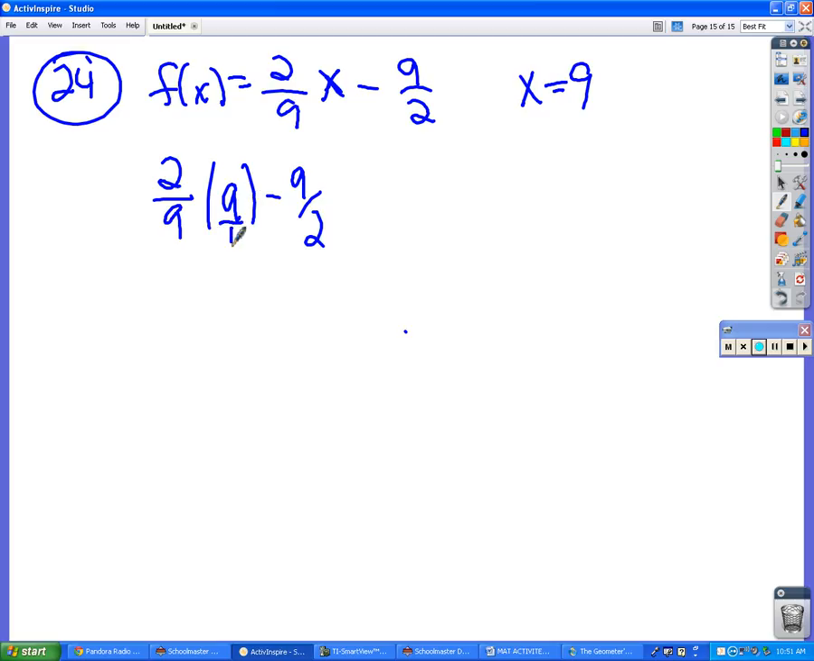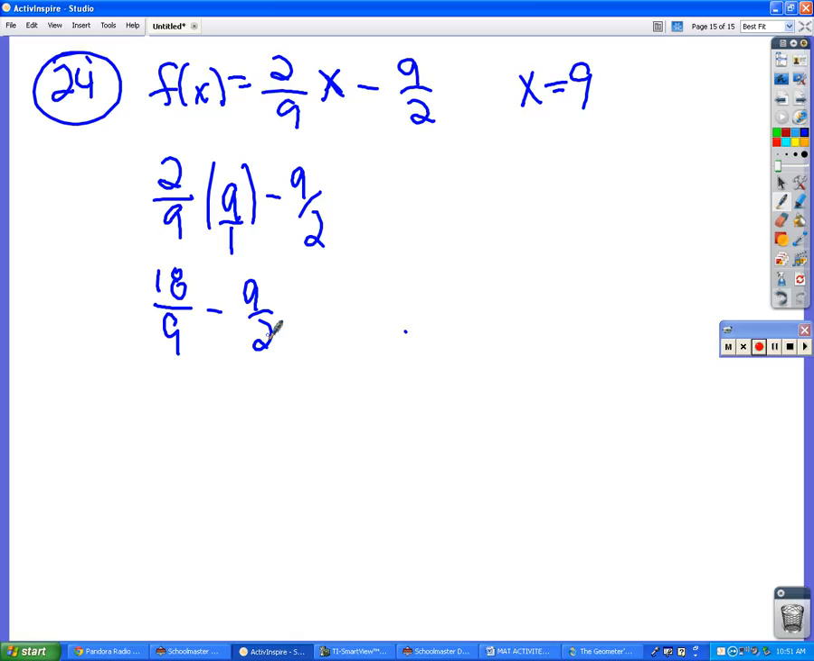Okay, do you want to do it that way? So not over 81, because remember this 9 is really 9 over 1. So 2 times 9 on top is 18. 9 times 1 though on the bottom is 9. Oh, I did that wrong. Yeah, so you don't multiply both the top and the bottom by the 9. It confused me because the x was in the middle.